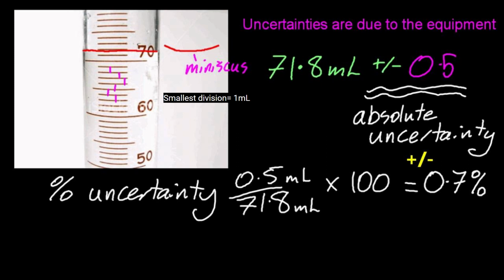As for our percent uncertainty, it's as simple as taking our absolute uncertainty and dividing it by our given or found measurement and multiplying it by 100, and in this case it gives us 0.7%. And in short, that is a pretty poor measurement.